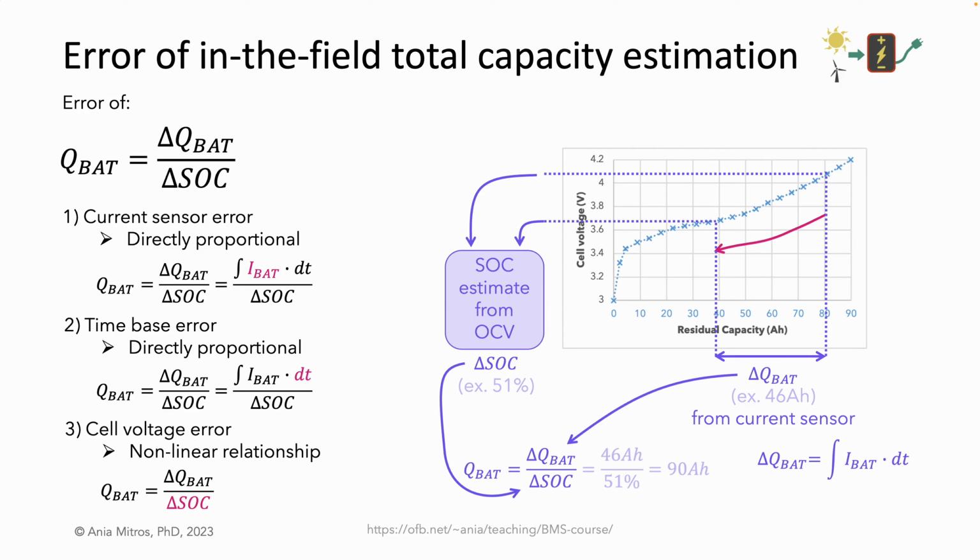Cell voltage measurement error affects the state of charge estimate. How sensitive SOC estimation error is to cell voltage measurement error depends on the slope of the OCV versus SOC curve, and we'll look at that more in the lecture on value of accuracy.